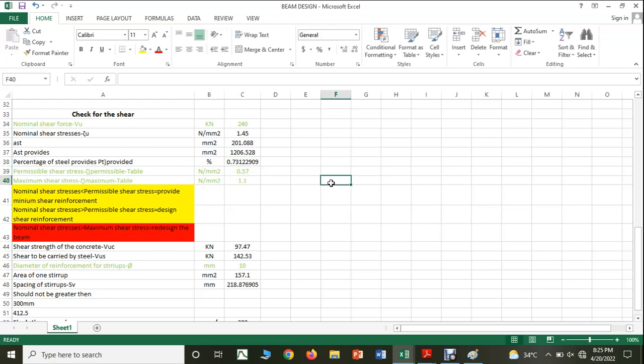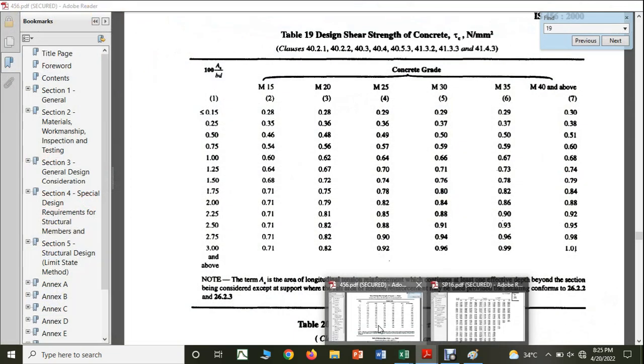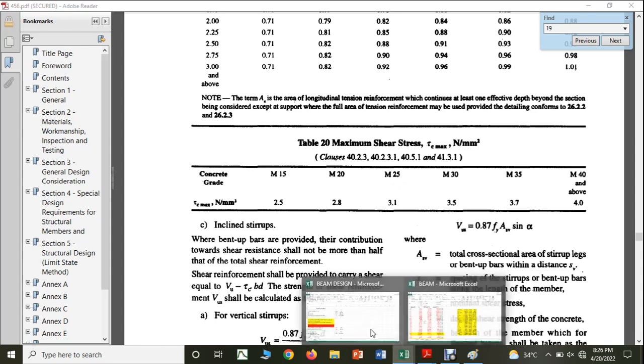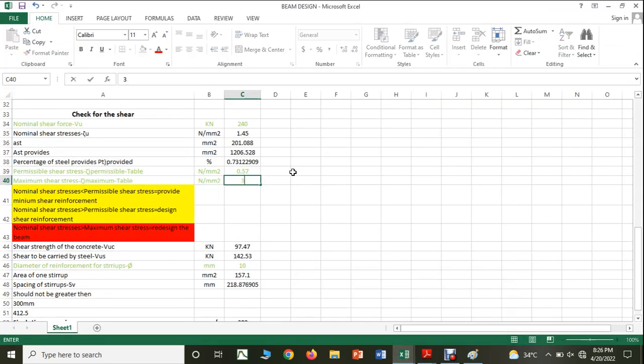And what about the maximum shear stress? The maximum shear stress you are going to get at the bottom of the table, based on the grade of concrete. For M25 the maximum shear stress is 3.1, right? So this is 0.57, this is 3.1, and now when you calculate, if your nominal shear stress value is less than the permissible shear stress, that is 0.57, then provide minimum shear reinforcement. If your nominal shear stress is more than this permissible 0.57, then design it, and that value should not be more than 3.1.